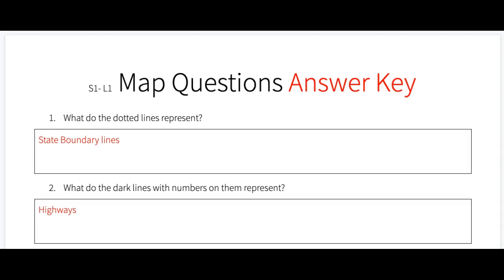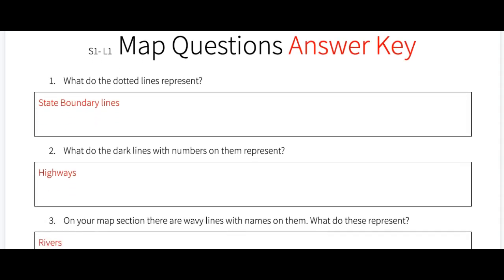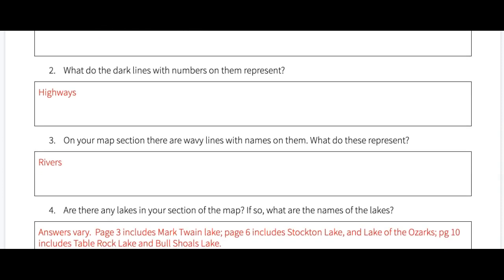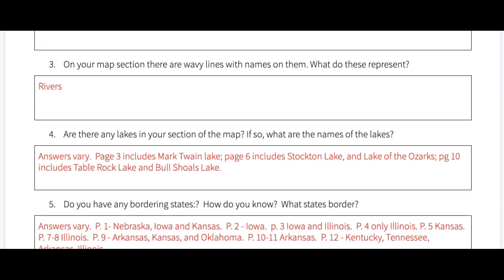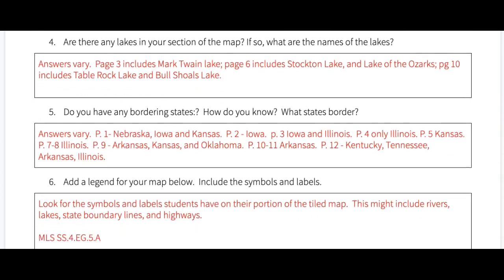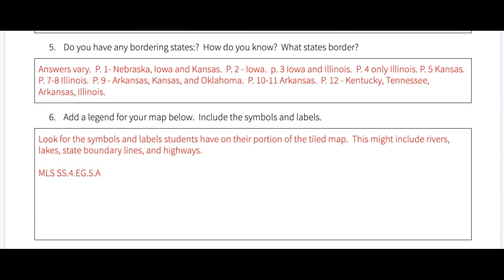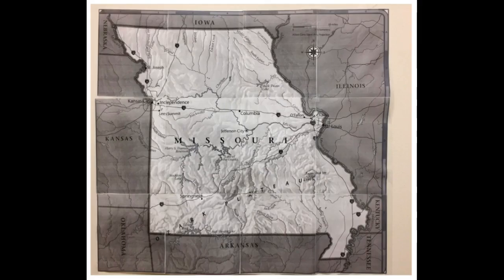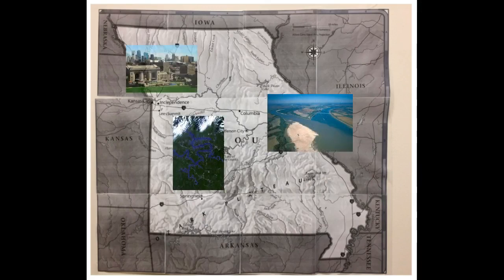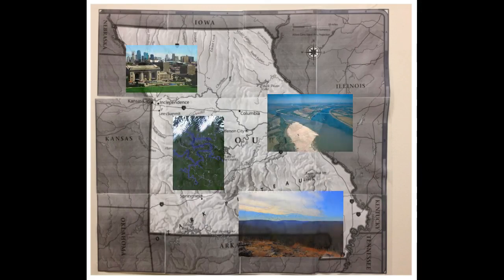Students will use the questions on the Map Questions Student Journal page to explain the components of their map and what each component represents. They will develop a legend that includes symbols and labels for each map component. Next, students will share their map section with the class, assemble the map, and discuss what features they observe on the whole topographic map, including rivers, lakes, cities, and plateaus.